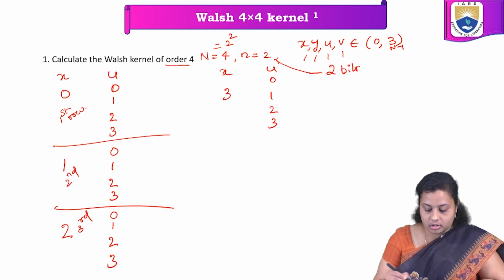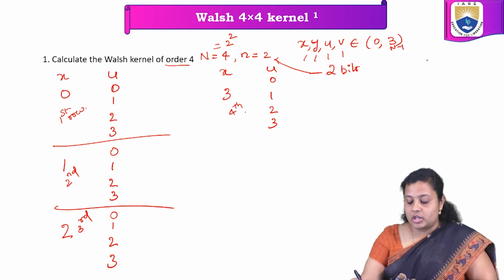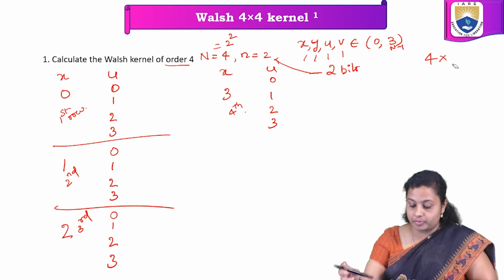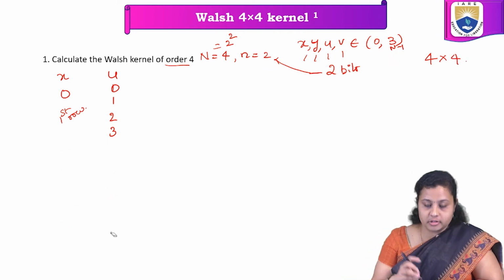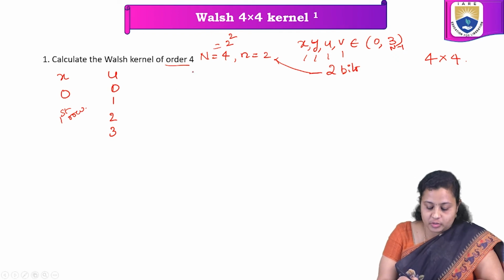This becomes the third row, and this becomes the fourth row. So from here, we can see that the Walsh transform function is of order 4 cross 4. Let's calculate for the first row. When x is equal to 0, u equal to 0, and we are representing the values by 2 bits. So b0 of x is equal to 0, b1 of x is equal to 0.